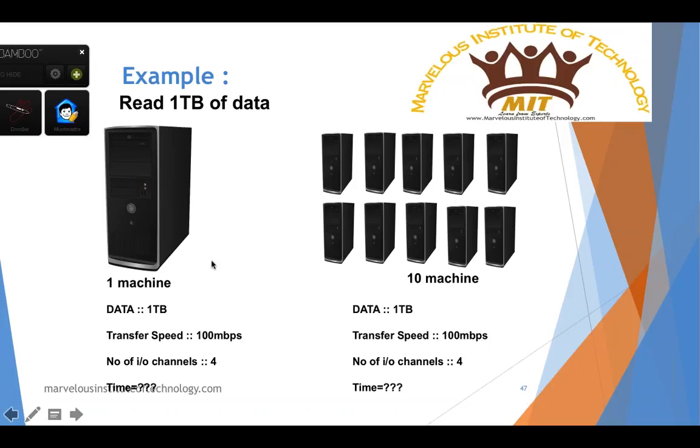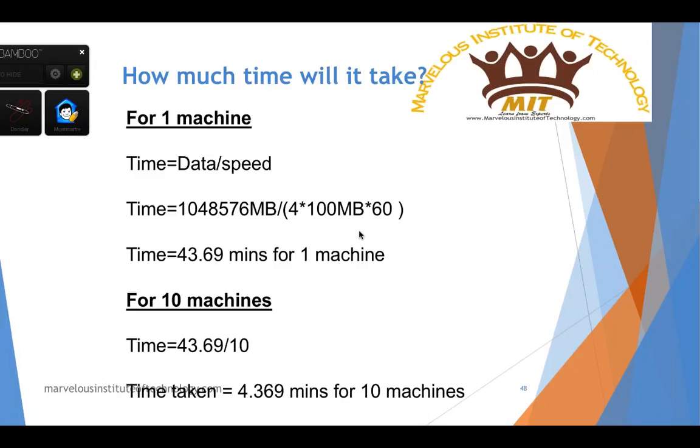The same data has been spread across multiple machines, which have the same transfer rate and the same number of channels. I can say processors. Let's see how much time it will take. To process 1 TB of data on one machine, dividing the data in MBs by the per second rate, the time coming is 43 minutes. It's taking 43 minutes for one machine to process 1 TB of data.